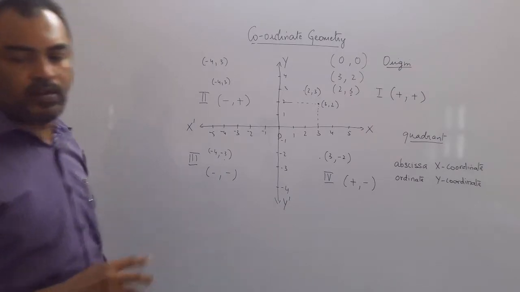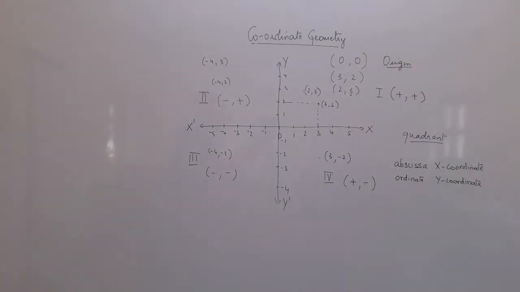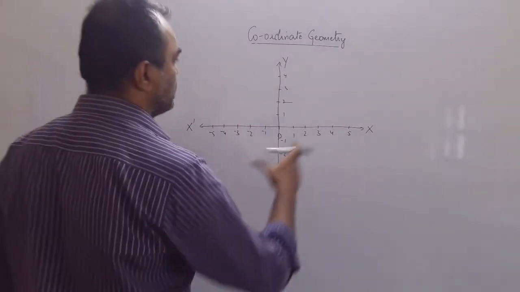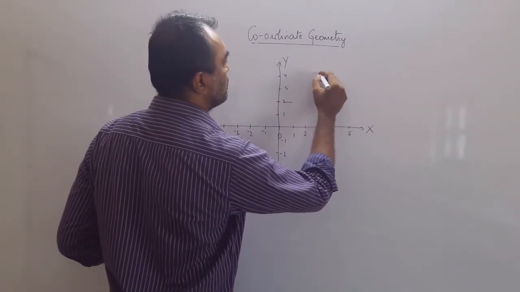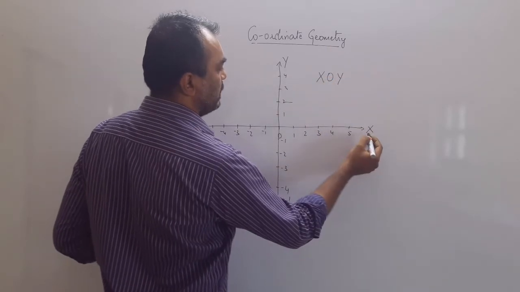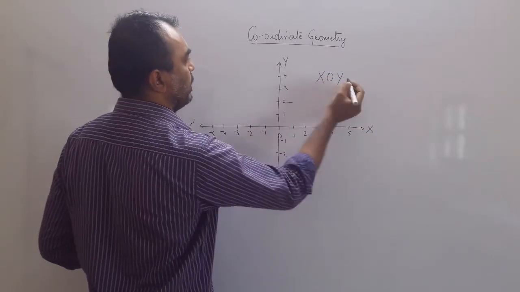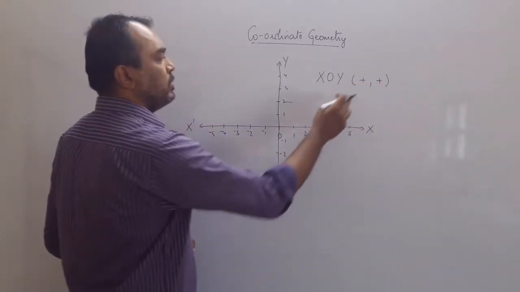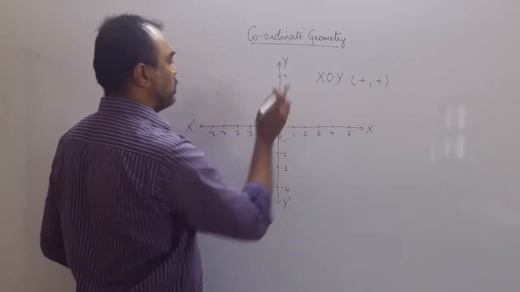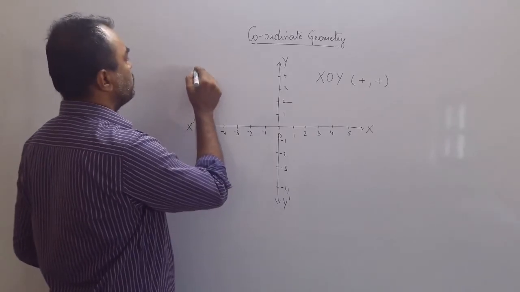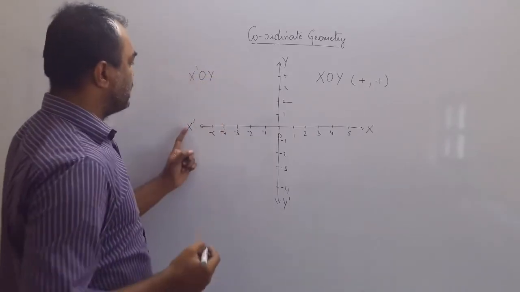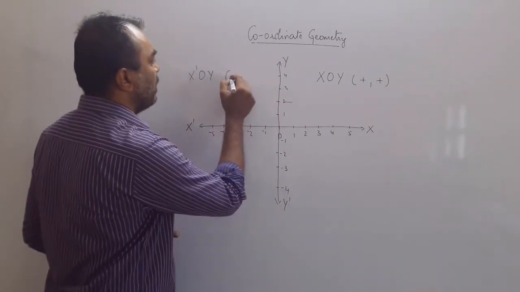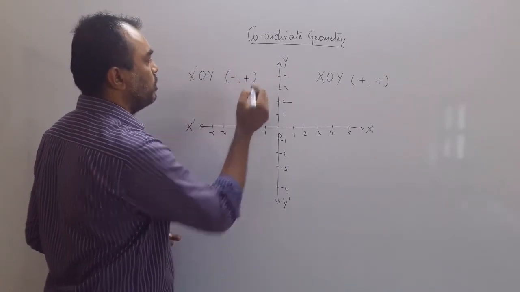Okay. So now I will write down the four quadrants with their names. This quadrant is called X O Y. Can you see? X O Y. And here both are positive. This means to the right, this means to the top. This one is called X' O Y. Second quadrant is X' O Y, to the left, to the top.